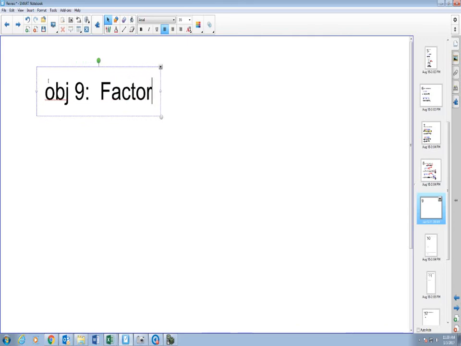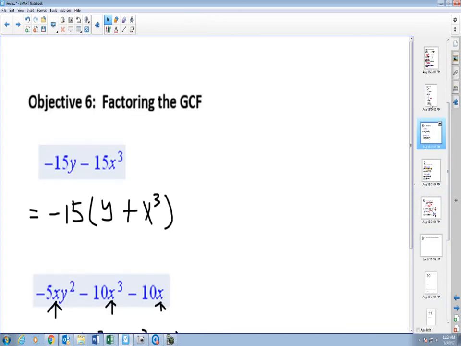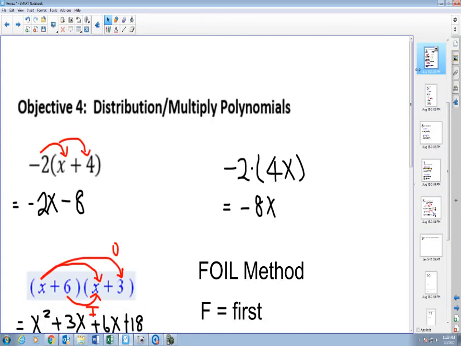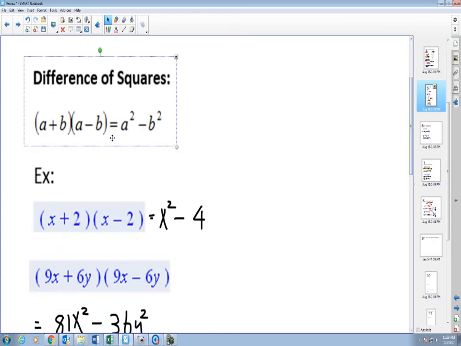Alright, factoring difference of squares. So we're basically going to do the multiplication thing backwards like we did earlier. Alright, so we're going to look at this difference of squares thing backwards.